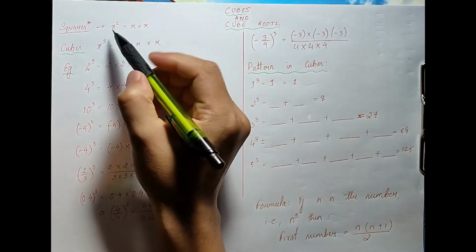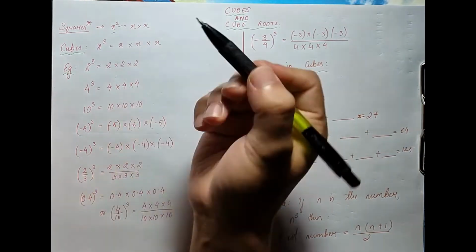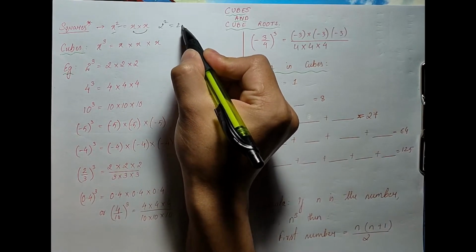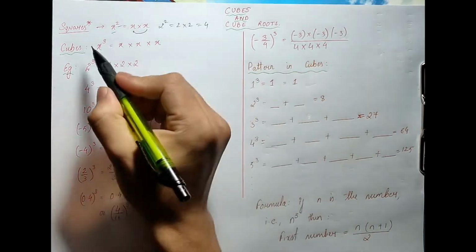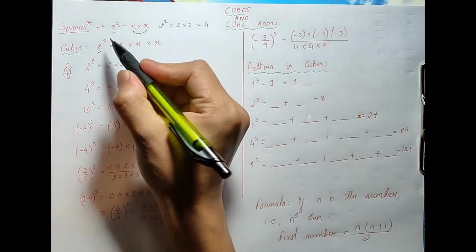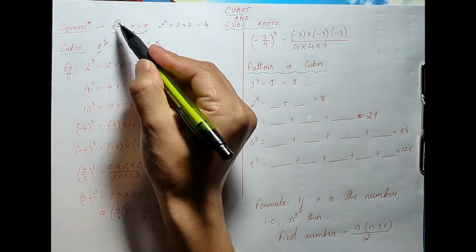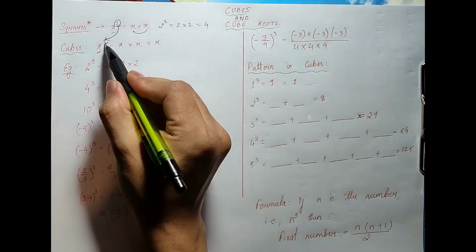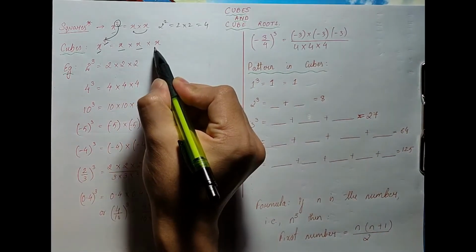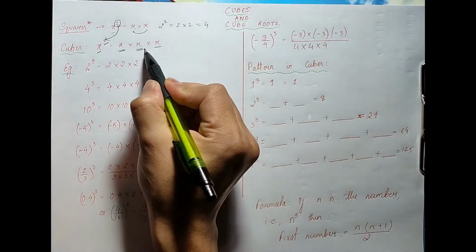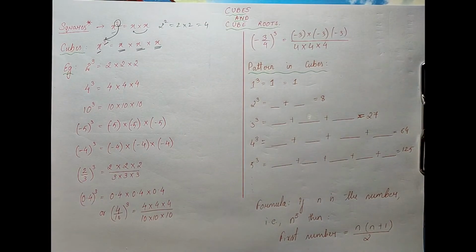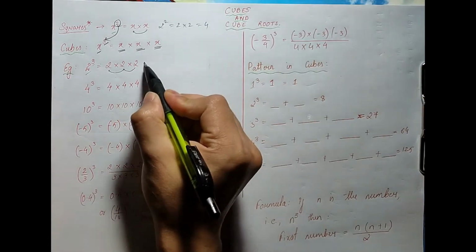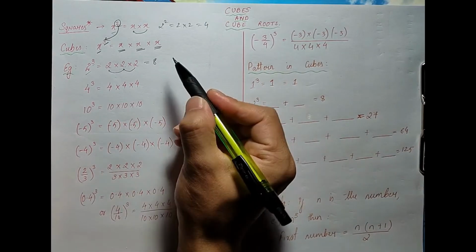Just like squares means anything to the power 2, we have already discussed x square means x into x. For example, 2 square is nothing but 2 into 2, which is 4. Similarly for cubes we have x to the power 3, and the meaning remains same. So x to the power 3 means x multiplied with itself 3 times. So x into x into x, which means 2 cube is nothing but 2 into 2 into 2, which is 2 2s are 4, 4 2s are 8.